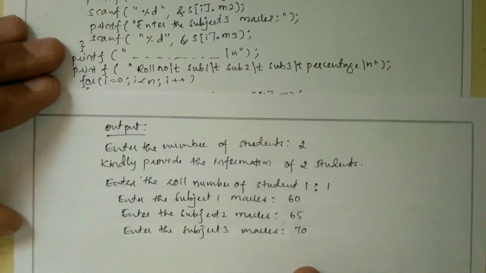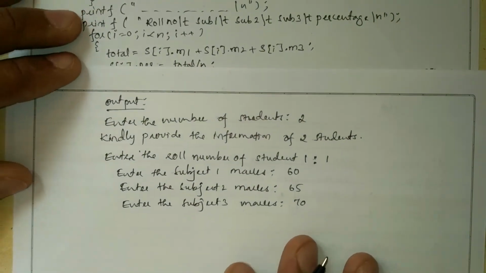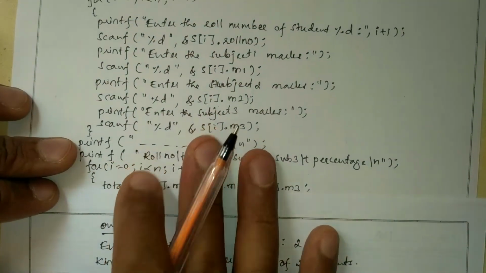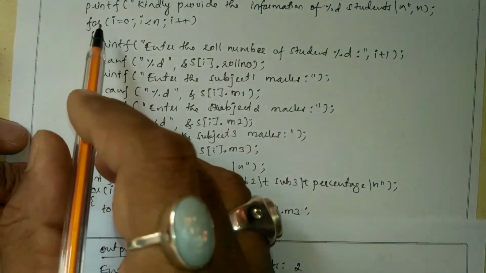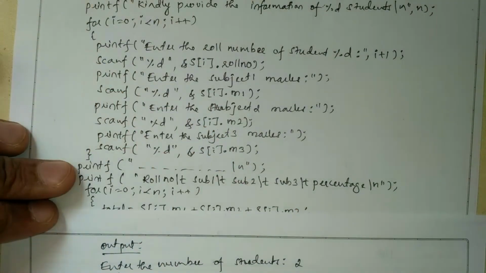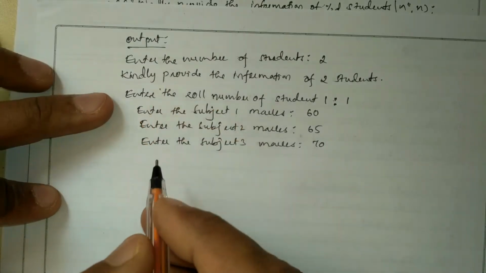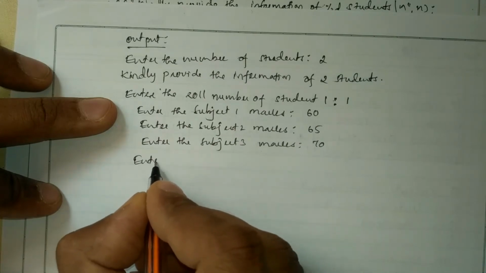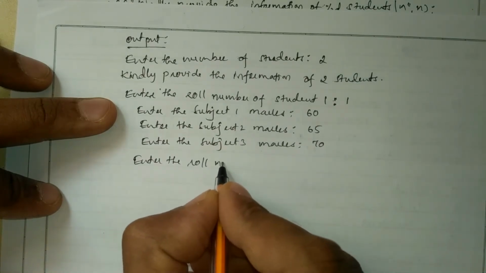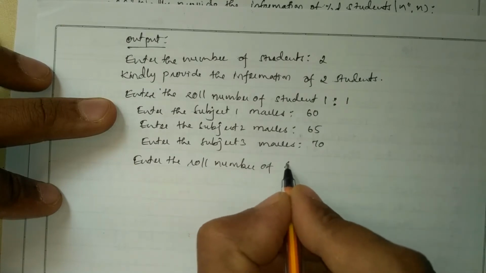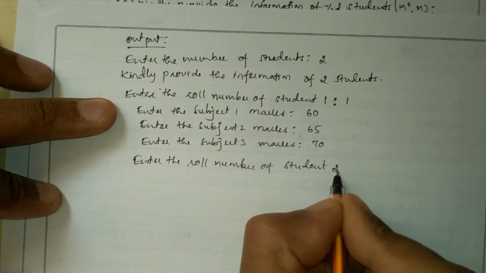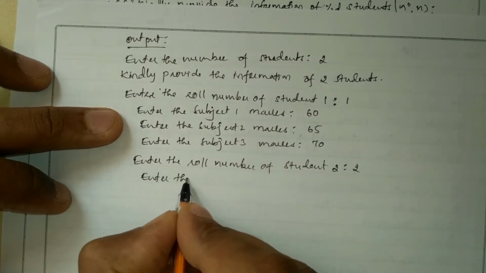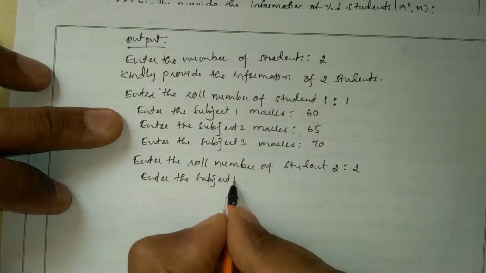Correct? Yes. Next, after receiving the information of the first student, how many students' information do we need to put here? 2 students. So again, control transfers to the for loop by incrementing the value of i by 1, and it is going to print the same set of statements once again. So here it is going to ask the user to enter the roll number of student 2, and here I'm going to enter the roll number as 2. Next I'm going to enter the subject 1 marks.